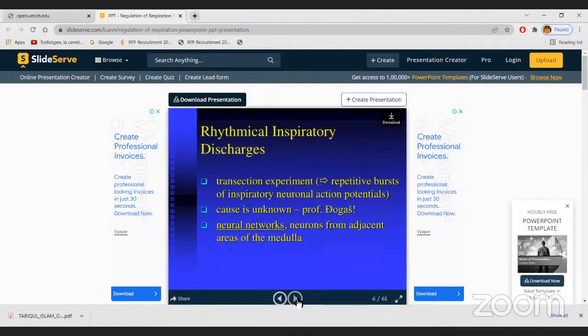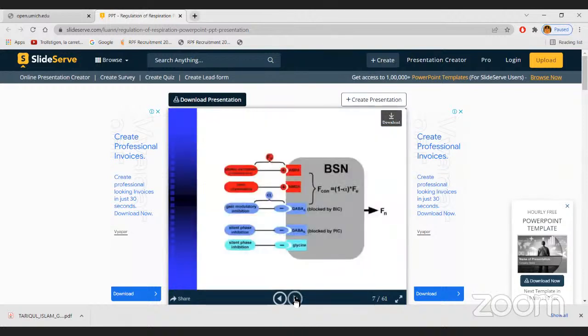Then next one, rhythmical inspiratory discharges. This is rhythmical because the body receives oxygen and discharges carbon dioxide. Those mechanisms depend on rhythmical inspiratory discharges. The experiments show repetitive bursts of inspiratory neuronal action potentials, involving neural network neurons from the adjacent areas of the medulla oblongata. So this is the function of oxygen and carbon dioxide.